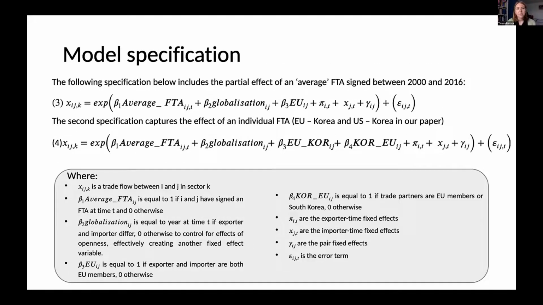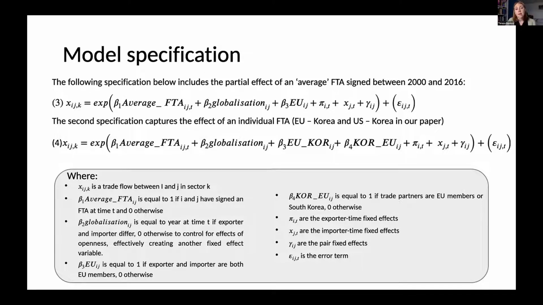So in terms of the model specification, we have two different setups that we're working with. The first one, which is outlined in equation 3, is looking at the effect of the average FTA. As I said, that is the average FTA in our sample that spans from 2000 to 2016, i.e. it wouldn't capture the effect of countries joining the EU prior to 2000. So beta 1 is capturing that, controlling for tariffs. Beta 1 is capturing the reduction in the NTM.